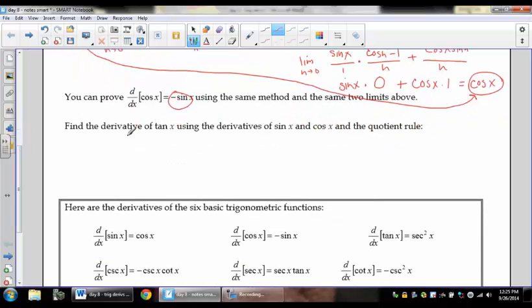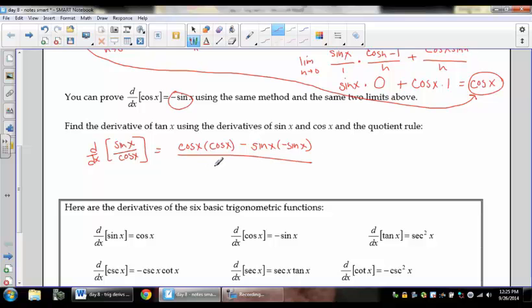Now, last but not least, if I want the derivative of tangent, I can use the derivatives of sine and cosine in conjunction with the quotient rule. So the derivative of tangent is the same as taking the derivative of sine x divided by cosine x. If I quickly do the quotient rule, low d high minus high d low, all over low times low, I get cosine times cosine minus sine times negative sine, all over cosine squared, which is going to give me cosine squared plus sine squared all over cosine squared.